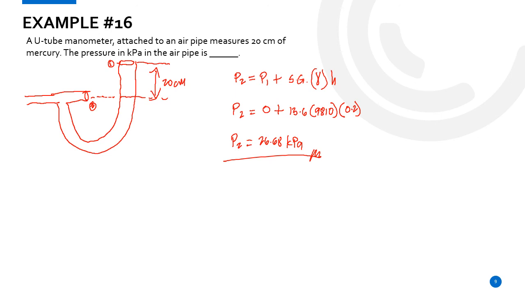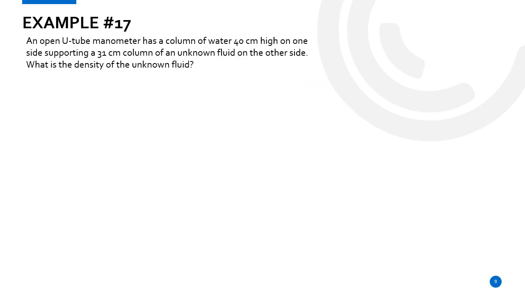So another example, an open U-tube manometer has a column of water 40 cm high on one side supporting a 30 cm column of an unknown fluid on the other side. So what is the density of the unknown fluid? Okay? So let's say naa tay dire, ang U-tube. U-tube. Yan na.